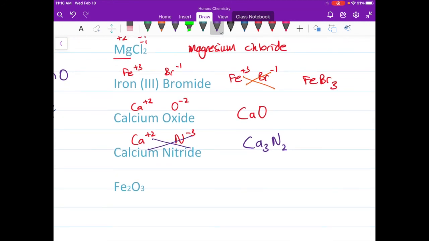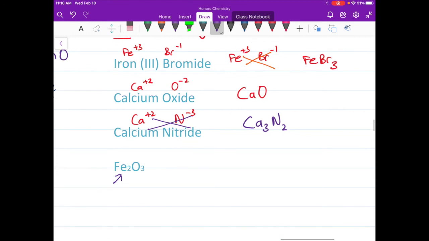Okay, let's look at this one. Fe2O3. Now, a bell should be going off in your head. This Fe is multivalent, so we've got to figure out what its charge is. And we're going to figure that out from the formula. So oxygen, there's 3 of them. Oxygen is in group 16, and it has a minus 2 charge. But there's 3 of them, so there's minus 2, minus 2, minus 2, minus 6. So the total charge of Fe is plus 6, but there's 2 of them, so the charge on one of the Fe's is plus 3.